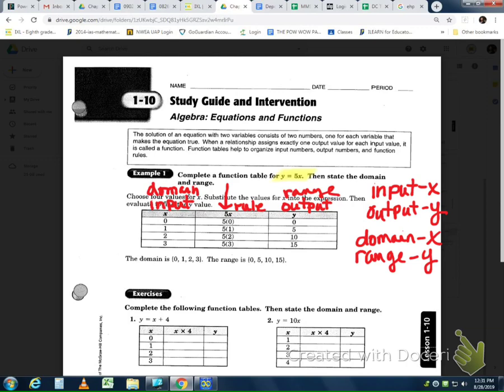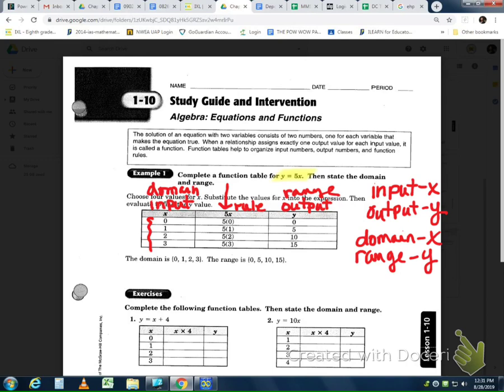So they used these numbers, 0, 1, 2, and 3. And for each row, they plug that x value into the rule for x. That's why they have 5 times 0, the output's 0. Then they have 5 times 1, the output's 5. Then 5 times 2, the output is 10. And 5 times 3, the output is 15.